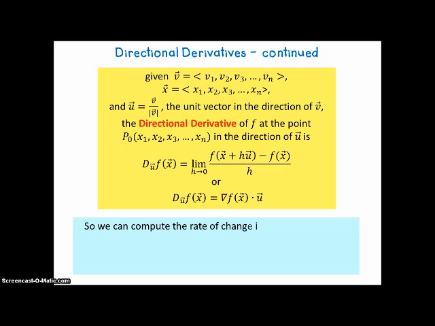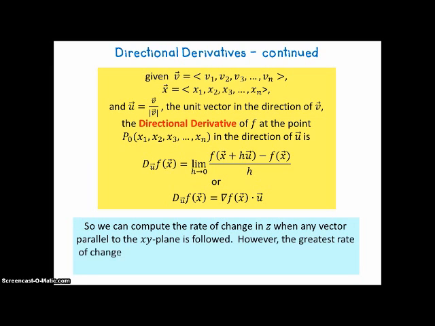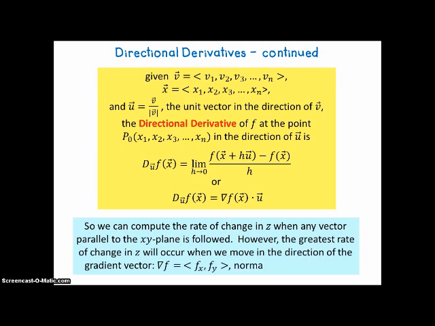So we can compute the rate of change in z when any vector parallel to the xy plane is followed. However, the greatest rate of change in z will occur when we move in the direction of the gradient vector, namely the two-dimensional vector fx, fy, normal to the level curve. If we move normal to the level curve, that will push us away as quickly as possible, and z will increase most rapidly. And then if you go in the opposite direction, you're going to have the greatest decrease in z.